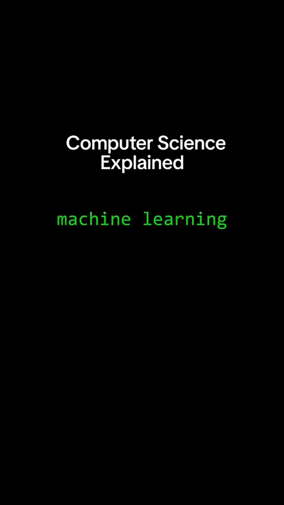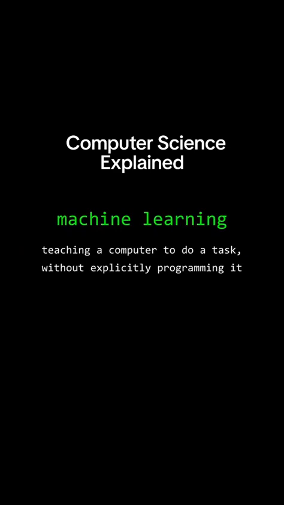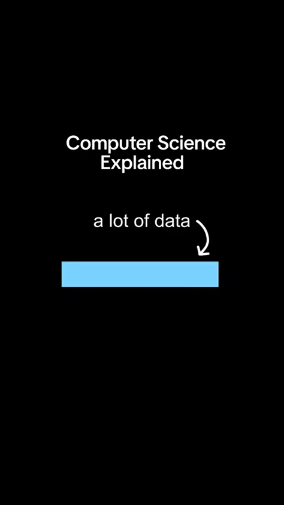Let's say you want to make a computer recognize which of these images is a bee. The problem is, you can't really describe what a bee looks like with code. This is where machine learning comes in, aka teaching a computer to do a task without explicitly programming it to do that task. First, you need a lot of data, which you can split into training data and test data.